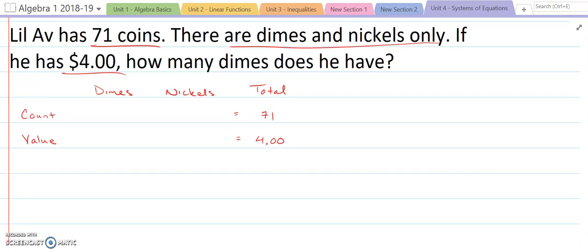Counting, I literally just separate them into two giant piles. I have a pile called D and a pile called N. D plus N equals 71. The value, and this is the important one that you need to know: how much is a dime worth? A dime is worth 10 cents.